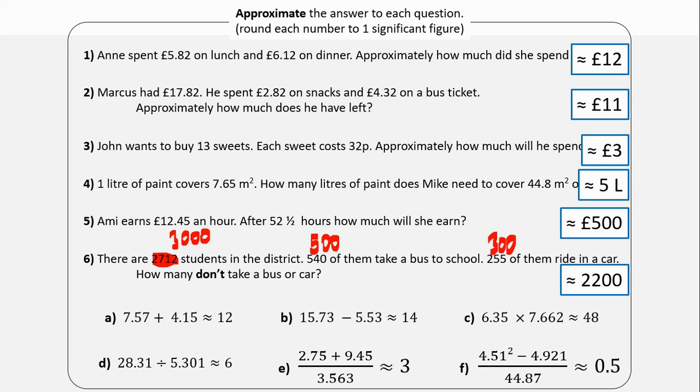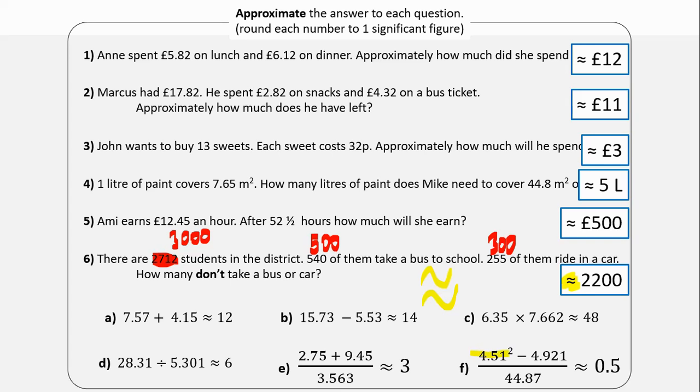Now look at this symbol here. That means approximately equal to. It's quite a nice one to be able to use, because we're not saying the answers are bang on equal to something exact. We're saying it's approximately around that. Anything else to mention?